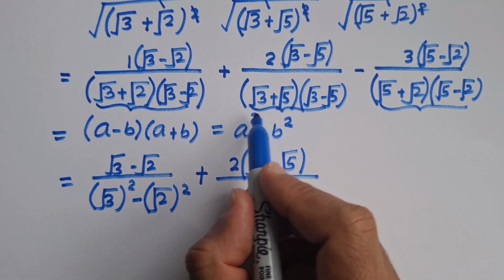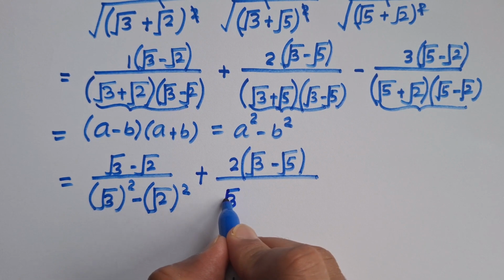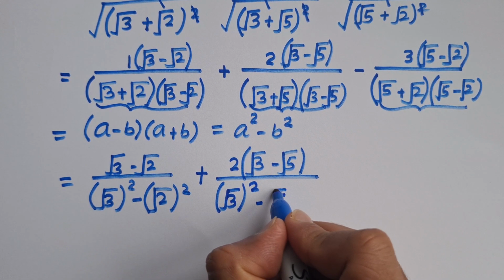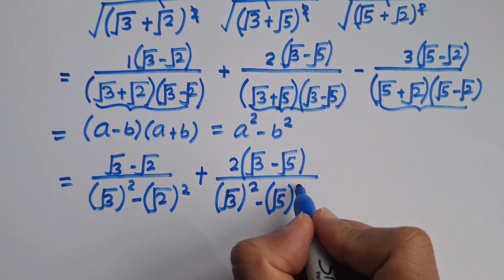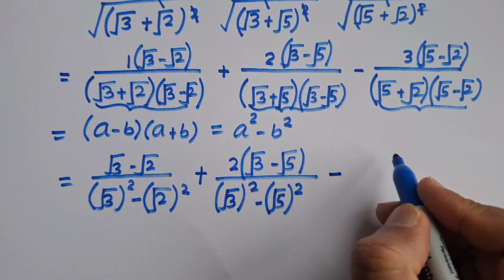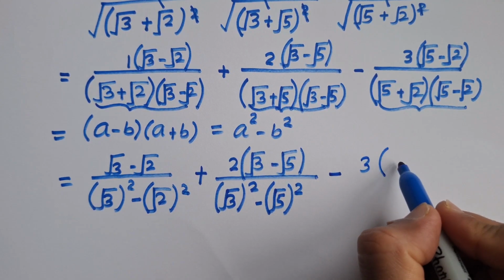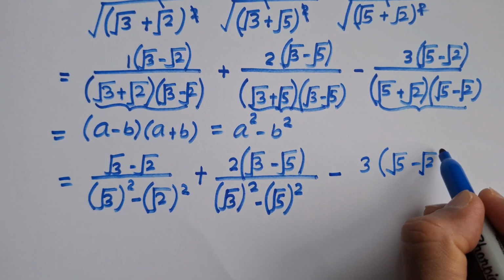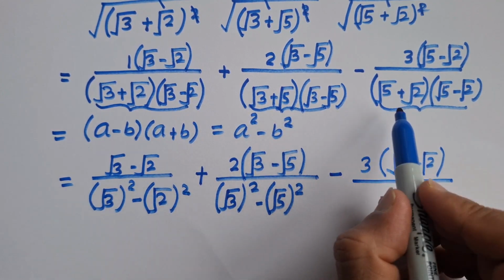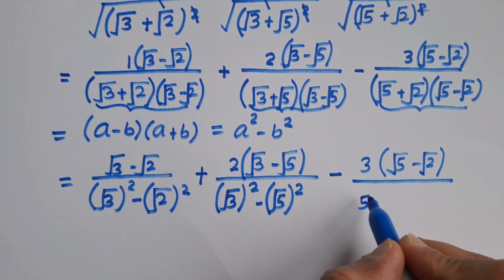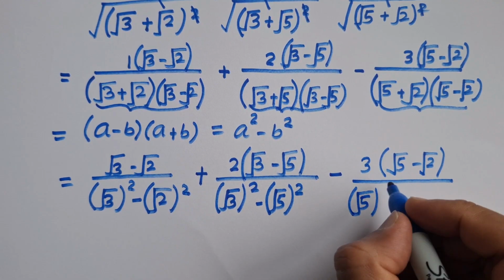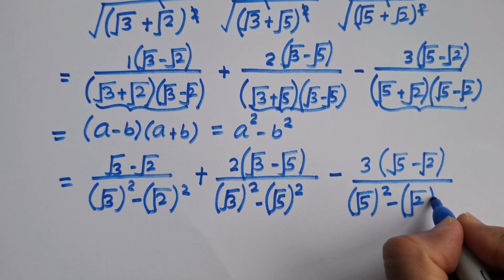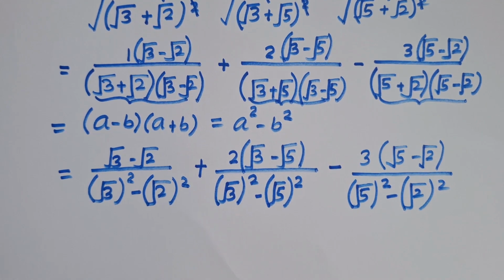divided by, this one can be written, according to this pattern, as square root of 3 raised to the power 2 minus square root of 5 raised to the power 2. Similarly, this one can be written as 3 times square root of 5 minus square root of 2 divided by square root of 5 raised to the power 2 minus square root of 2 raised to the power 2.